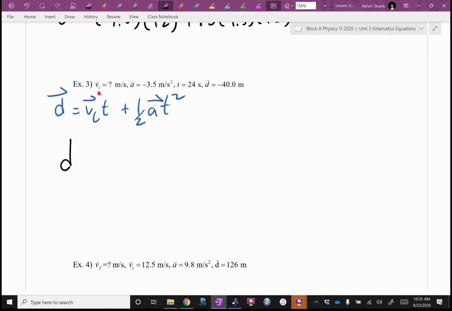What's right next to the VI? What's the T doing to the VI? So, remember that. And then there's also a plus a half AT squared. And that's all one thing. What's the half AT squared doing to the VI? Adding. So how do I move the half AT squared over? Which one am I going to do first?